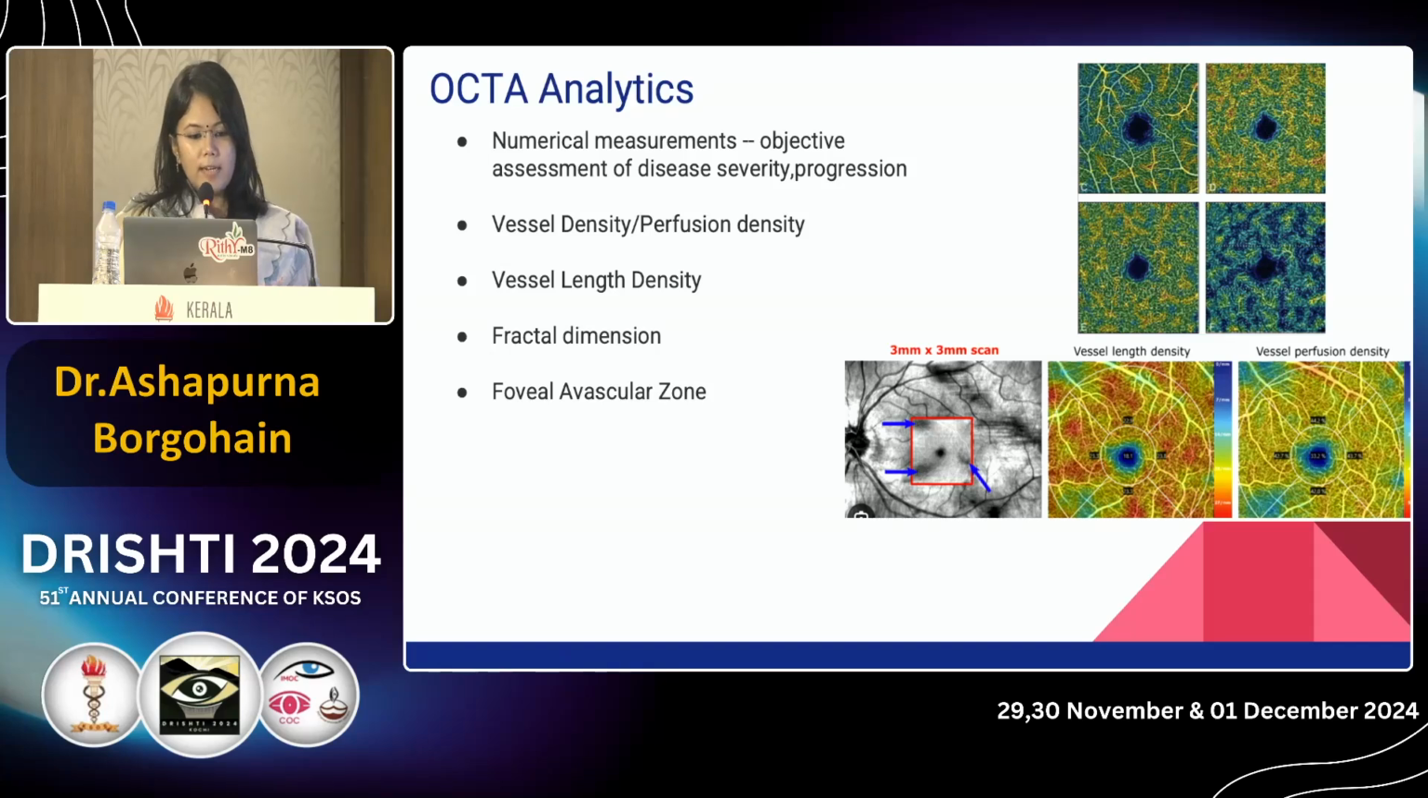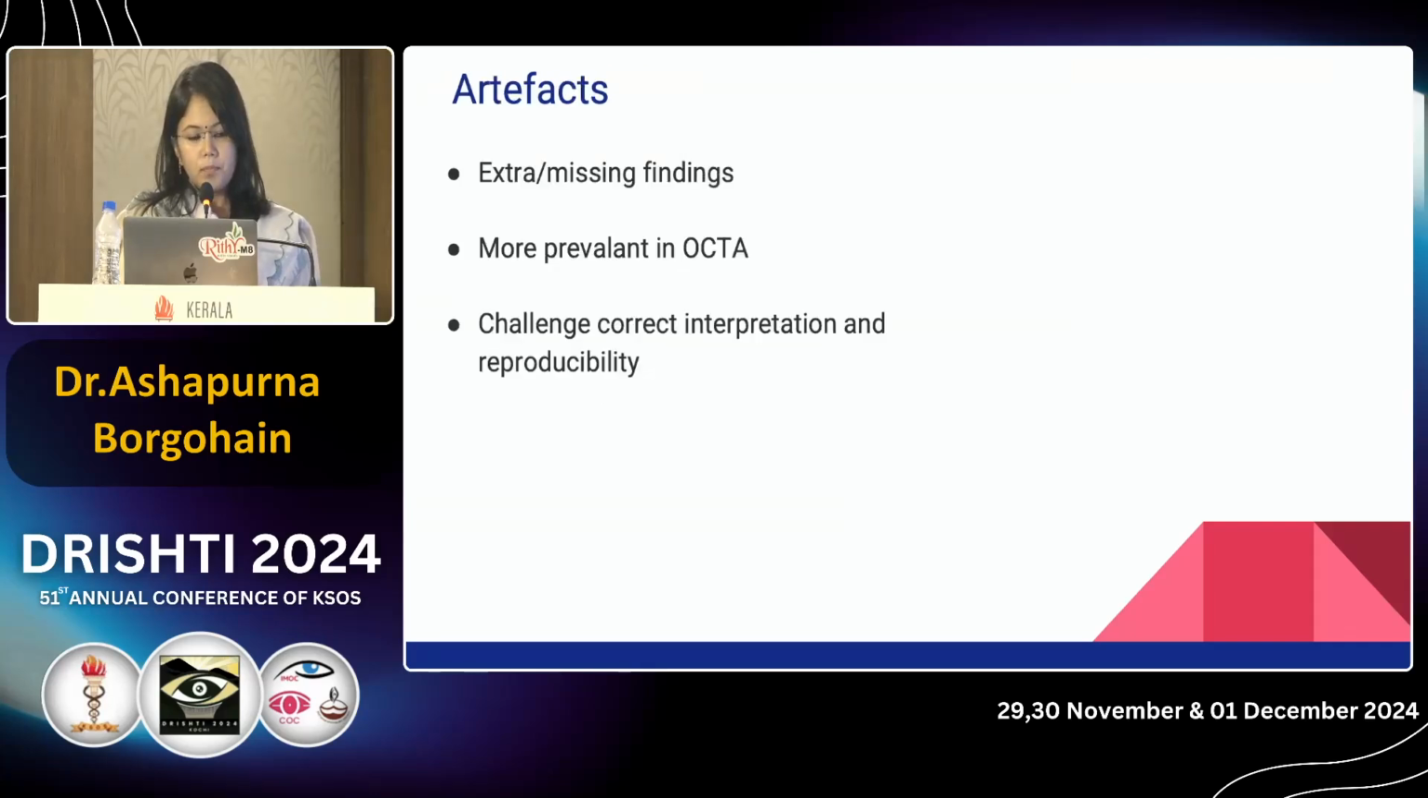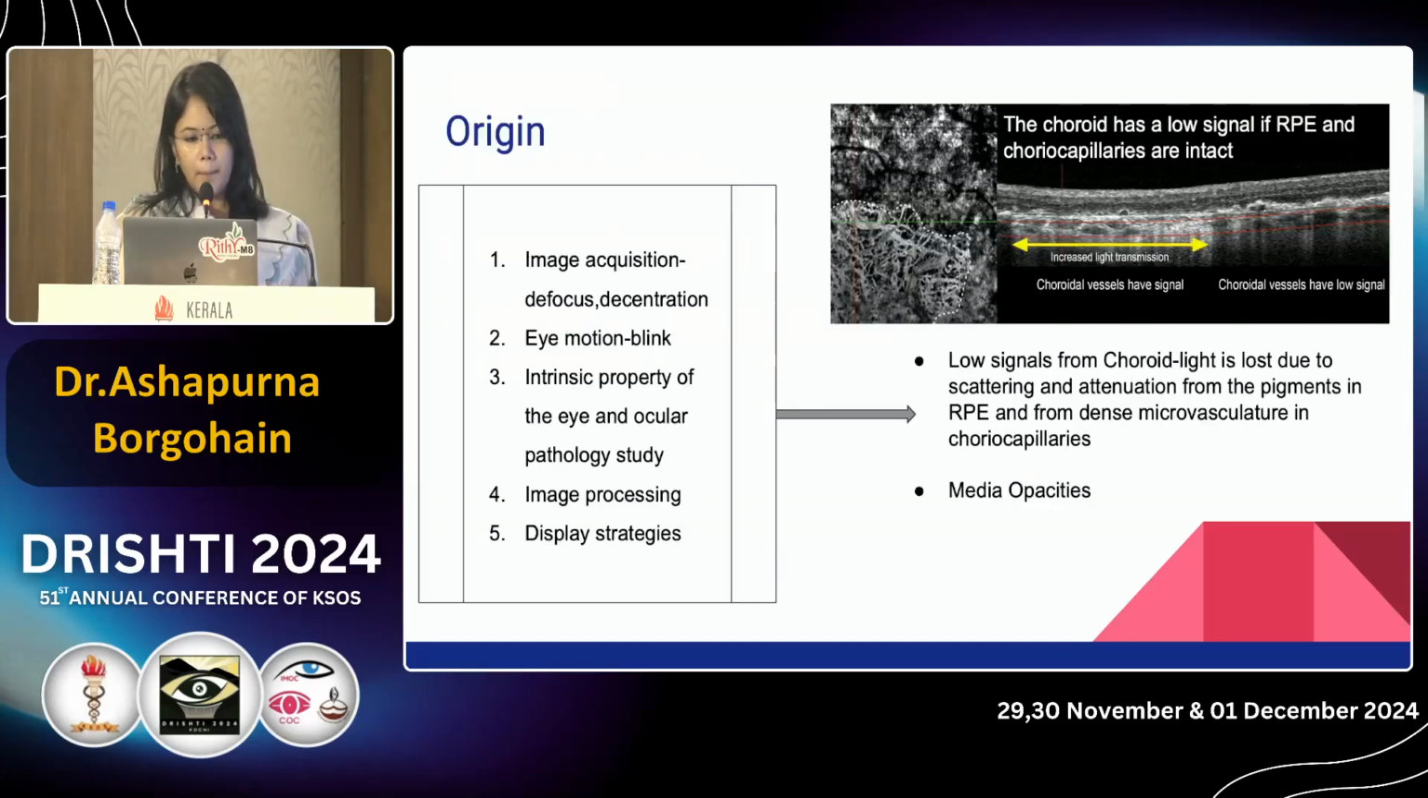Like the vessel density, vessel length density, fractal dimension, and we can measure the area of the foveal avascular zone. Coming to artifacts, these are the unwanted extra findings or missing findings, which are seen in any imaging modality but are more prevalent in OCTA. And they can challenge correct interpretation and reproducibility.